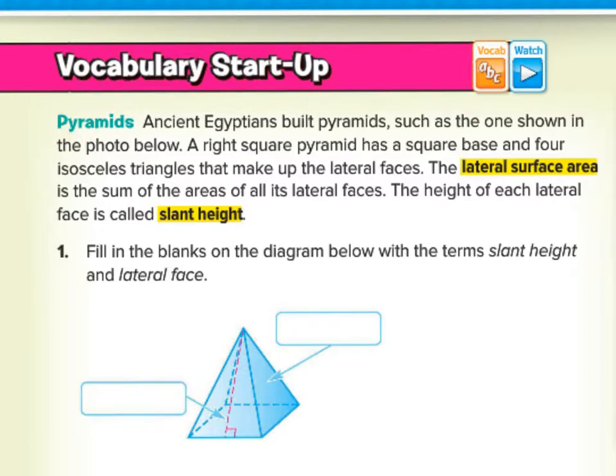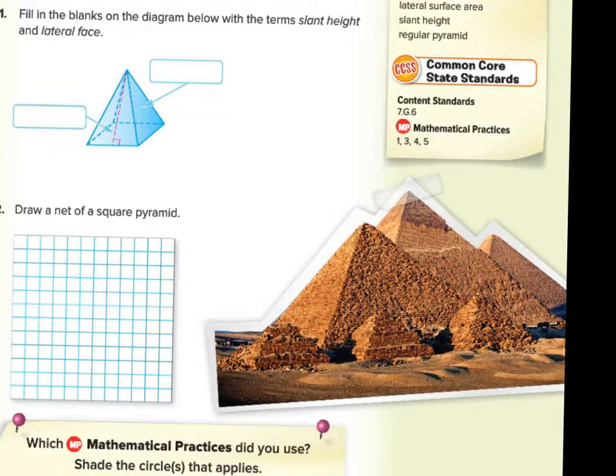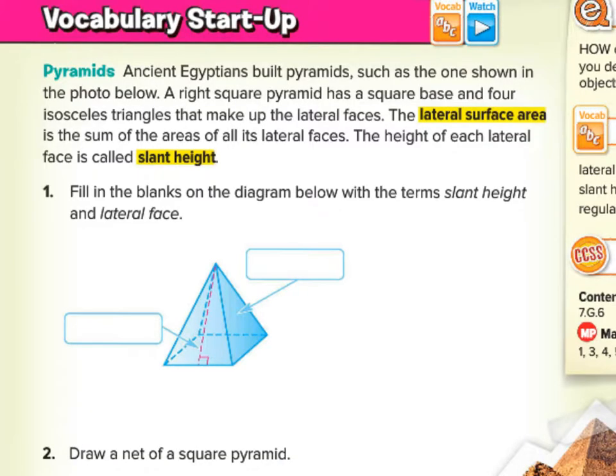Pyramids. Ancient Egyptians built pyramids, such as the one shown in the photo below. The pyramids of Giza, as you can see right there in Egypt. A right square pyramid has a square base and 4 isosceles triangles. So here's our square base and 4 isosceles triangles.